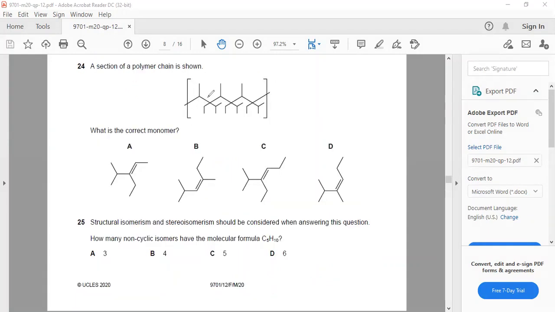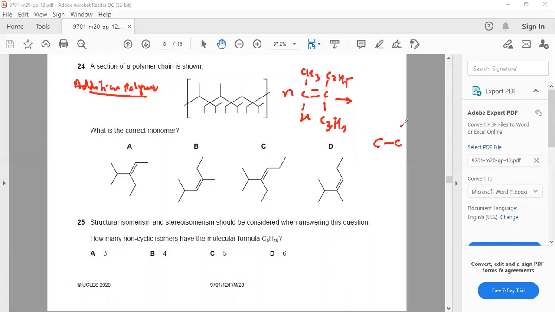In this question, first we have to know that this is an addition polymer. So the basic thing is, if you know the monomer, then you must know how to form the polymer, like C3H7, and here you have C2H5. Actually, its monomer is like this. So if you know this monomer, you can form the polymer, right? CH3, H, C2H5, C3H7. Surprisingly, this is the monomer of this compound.